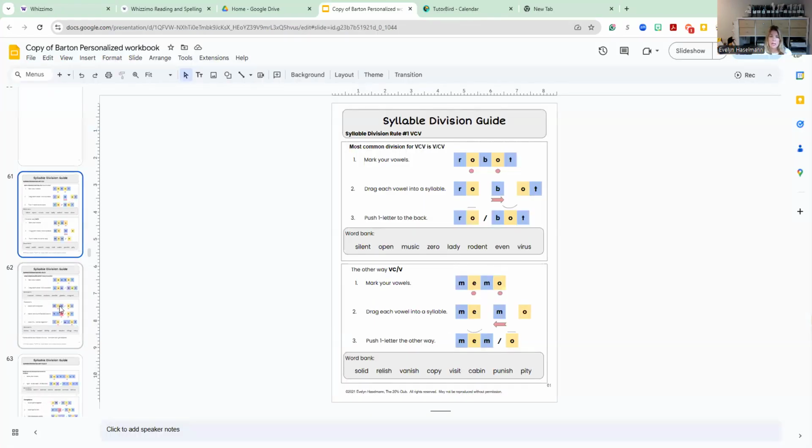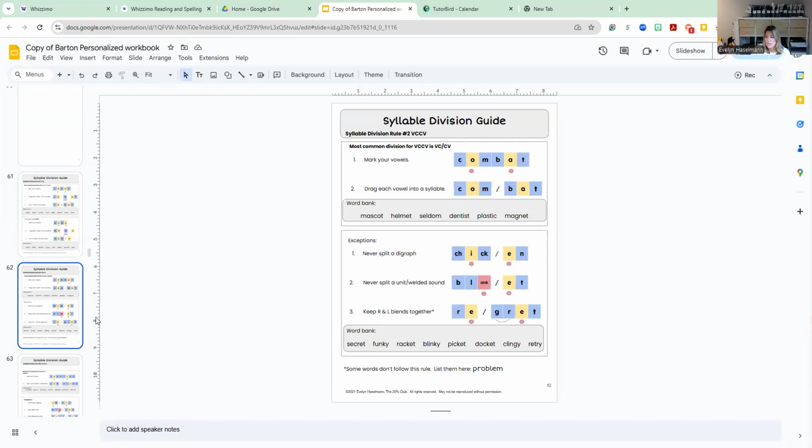This is all highlighted in your students' personalized workbook. Okay, so this is syllable division rule number 2, and it just details everything that we just did. So if your student needs it, it's on or about page 62. Again, this is kind of a living, breathing document that changes as the needs of the student do. So that's where that is going to be housed.